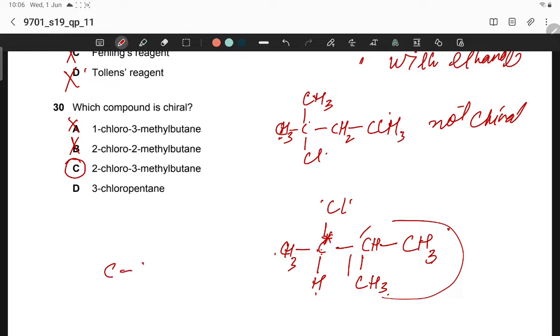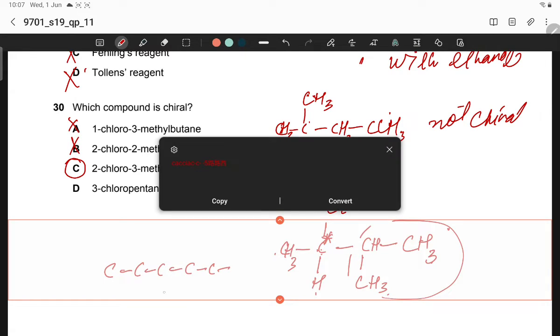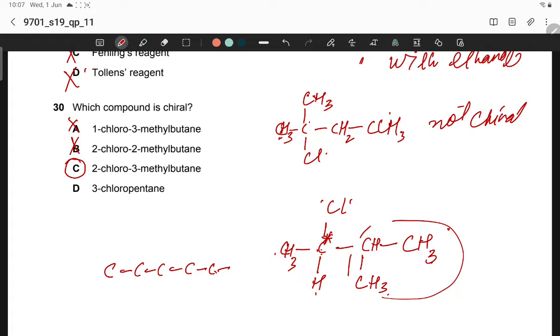3-chloropentane. One, two, three. So this is again not chiral because this carbon is surrounded by two same CH2 groups, so this is also incorrect.